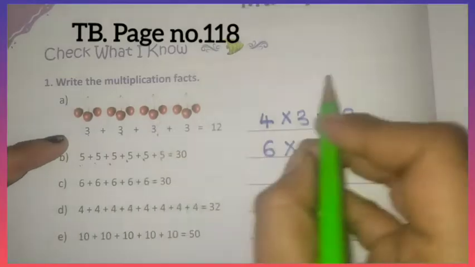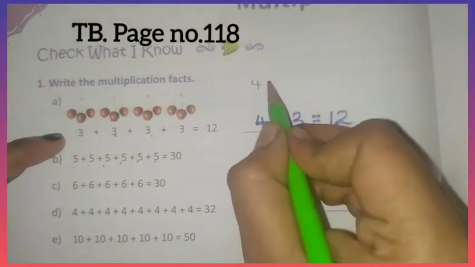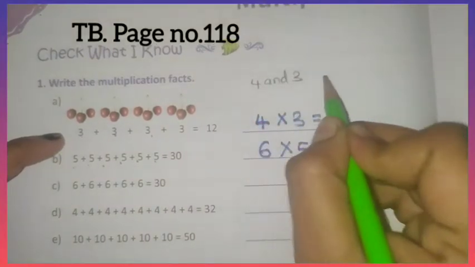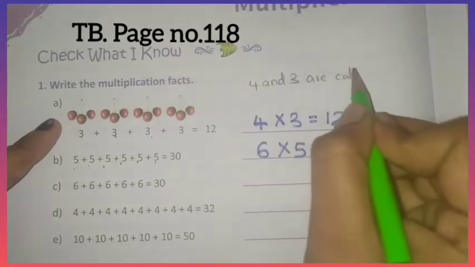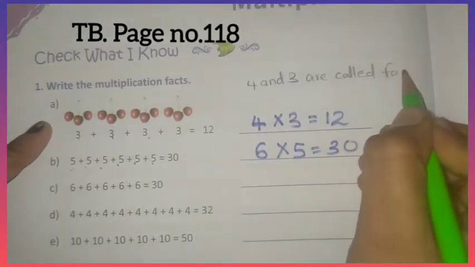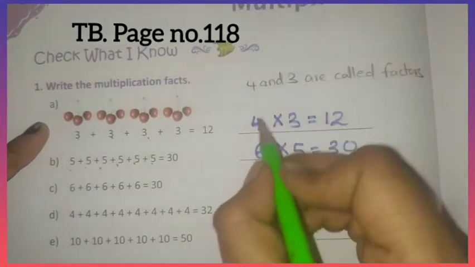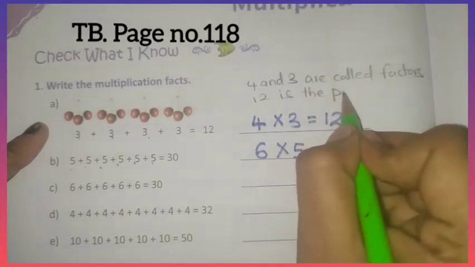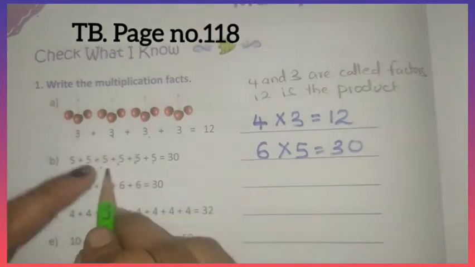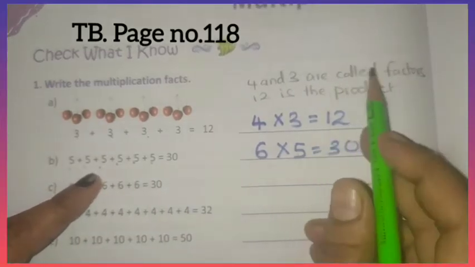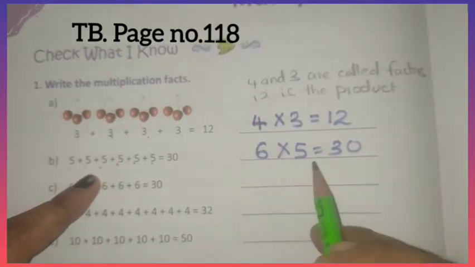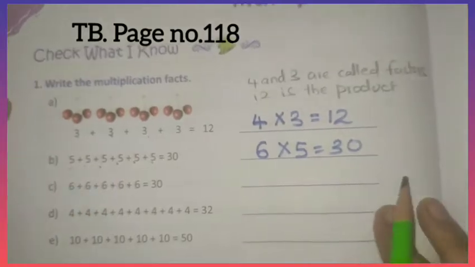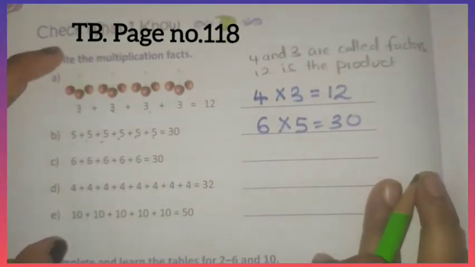In your fair notes write like this: 4 and 3 are called factors and 12 is the product. Okay, same for this also. 6 and 5 are called factors, 30 is the product. Complete this bit in your fair notes.